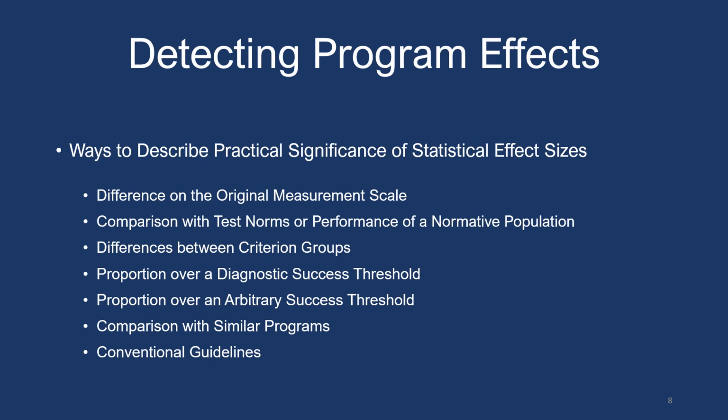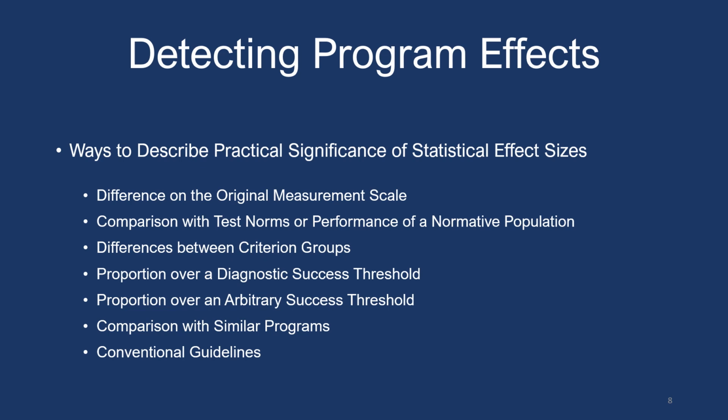We may choose to look at a proportion over an arbitrary success threshold. One of the most well understood representations of success is when it is reported as a rate. So expressing a program effect in terms of a success rate may help depict its practical significance. Sometimes there may not be a pre-established notion of what a successful rate looks like, and the threshold may be fairly arbitrary.